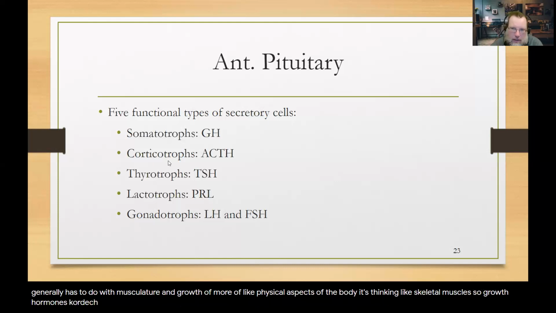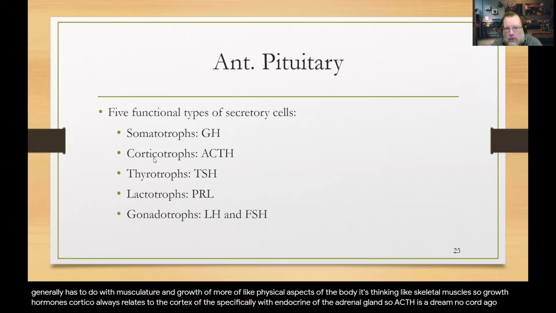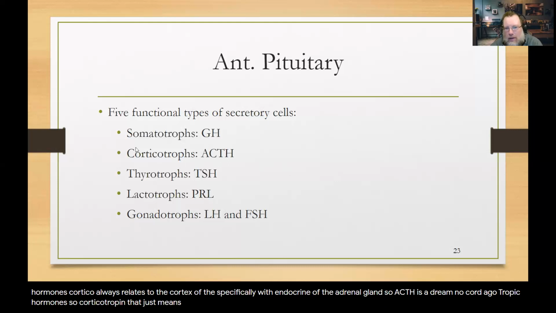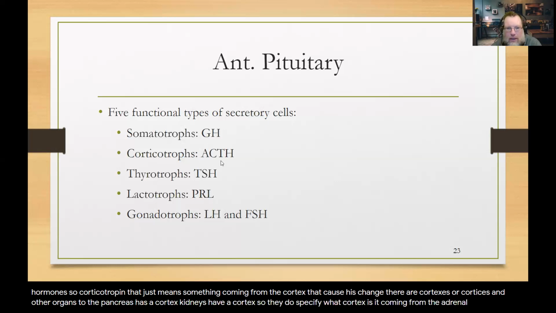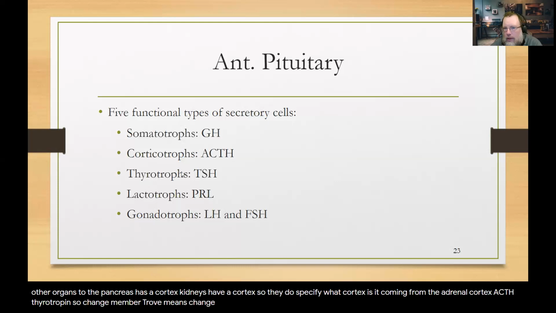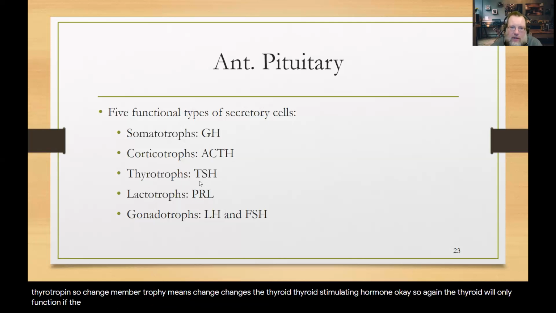Cortico always relates to the cortex of, specifically with endocrine, the adrenal gland. So ACTH is adrenocorticotropic hormone. So corticotroph just means something coming from the cortex that causes change. There are cortexes or cortices in other organs. The pancreas has a cortex, kidneys have a cortex. So they do specify what cortex it is coming from. The adrenal cortex, ACTH. Thyrotroph, so change. Remember, troph means change. Changes the thyroid. Okay, thyroid stimulating hormone. So again, the thyroid will only function if the anterior pituitary is providing it with TSH, thyroid stimulating hormone.